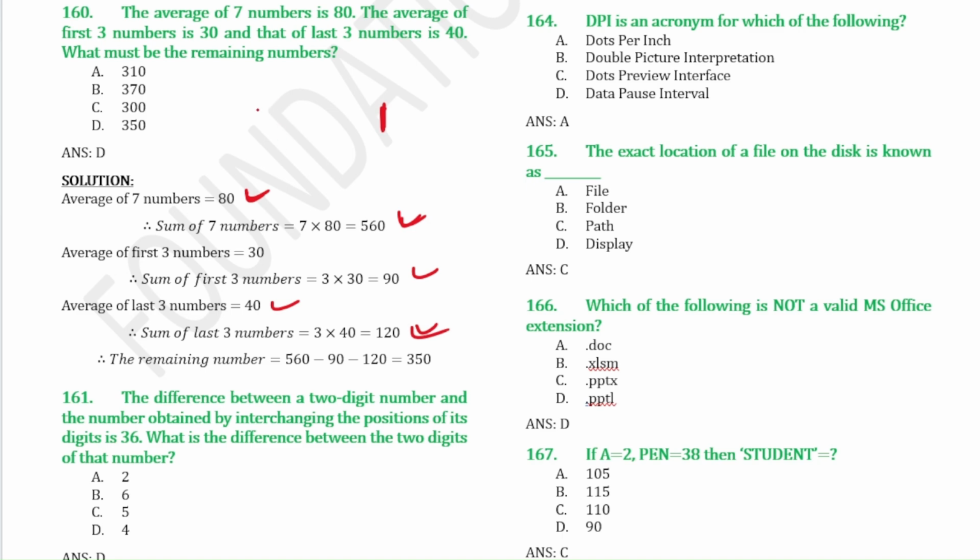So there are 7 numbers, right? 1, 2, 3, 4, 5, 6, 7. The first 3 average is given, the last 3 average is given. So we just have to find 1 number. To find this number, from the total you have to subtract this and this, right? So that's what we're doing here in this question. So the middle term is 350.